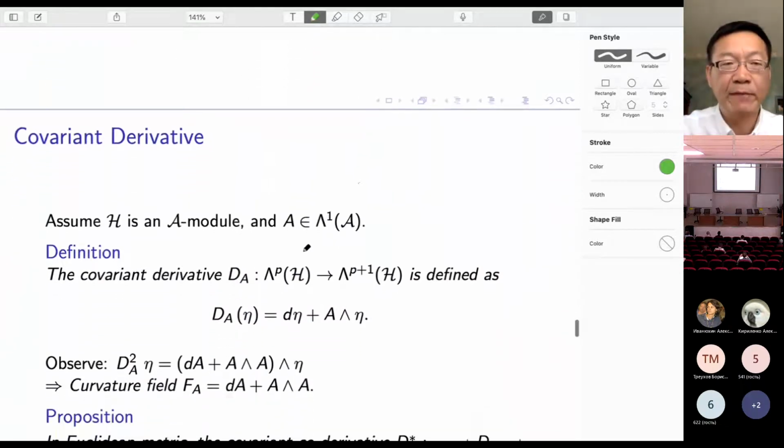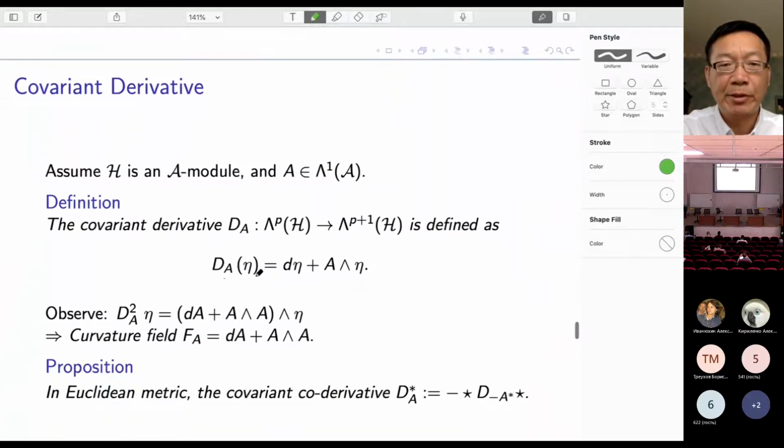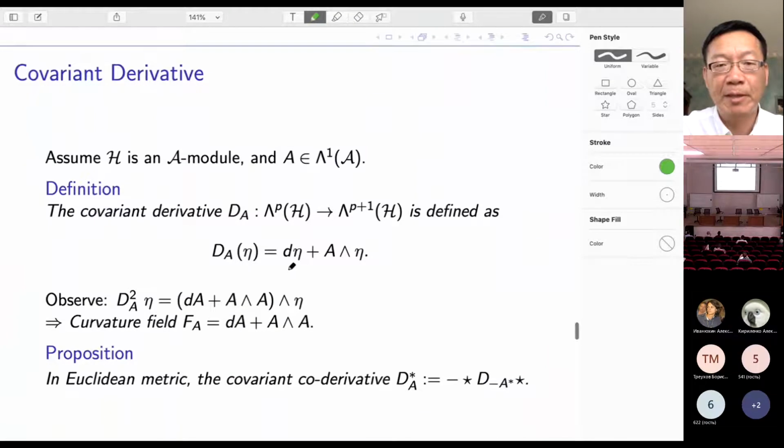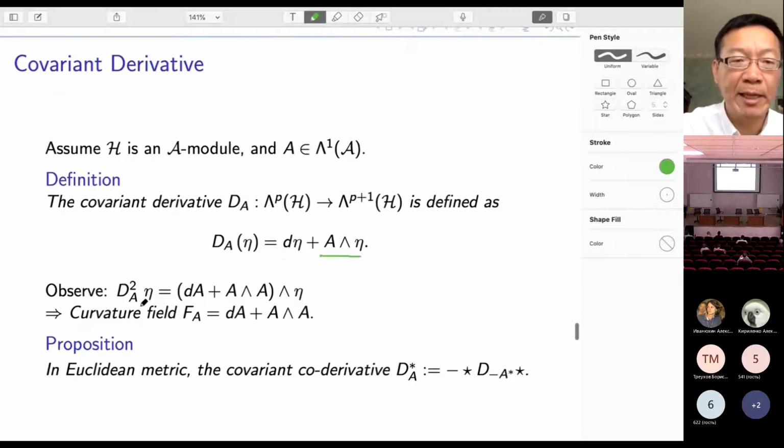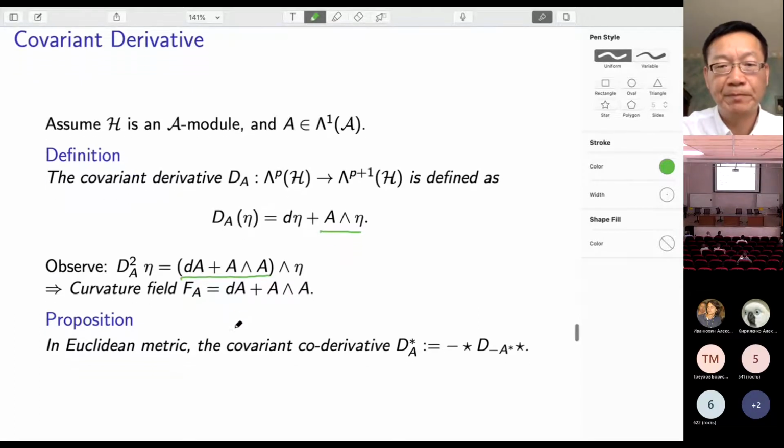Now, with that, we can define the covariant derivative, which is an action from A-valued p-forms to A-valued (p+1)-forms. So it's given by this. In the classical setting, we don't have this part, but in the non-abelian setting, we have an extra term. And if you calculate the second derivative, you have this term here. And this is the curvature field.